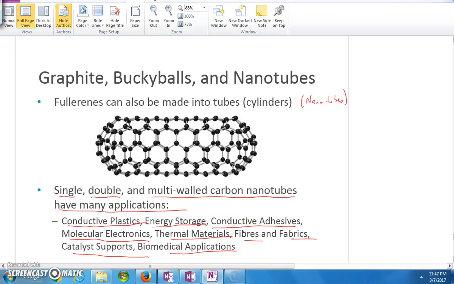So fullerenes are just a means of delivering things like catalysts to reactions, in very, very tiny amounts.